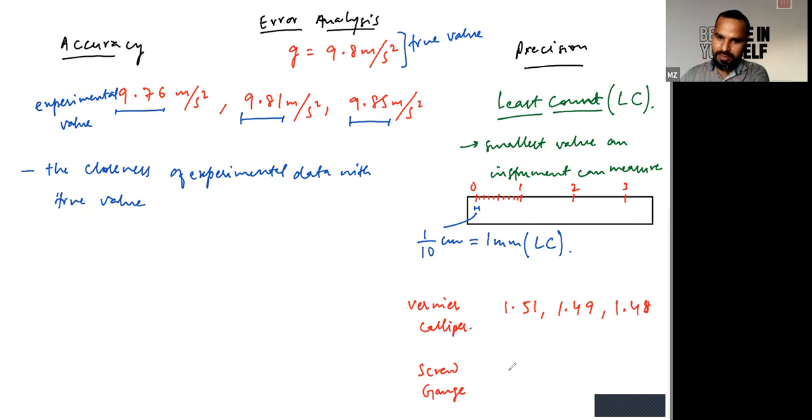But using a screw gauge for the measurement of the same thing, it will give you 1.496, 1.491, 1.495, and so on. So just see in this expression, these three data are closer within themselves, and these three data are closer within themselves. Is it clear?